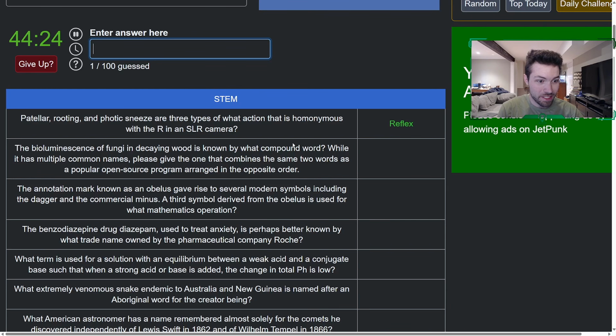The bioluminescence of fungi and decaying wood is known by what compound word? While it has multiple common names, please give the one that combines the same two words as a popular open source program arranged in the opposite order.